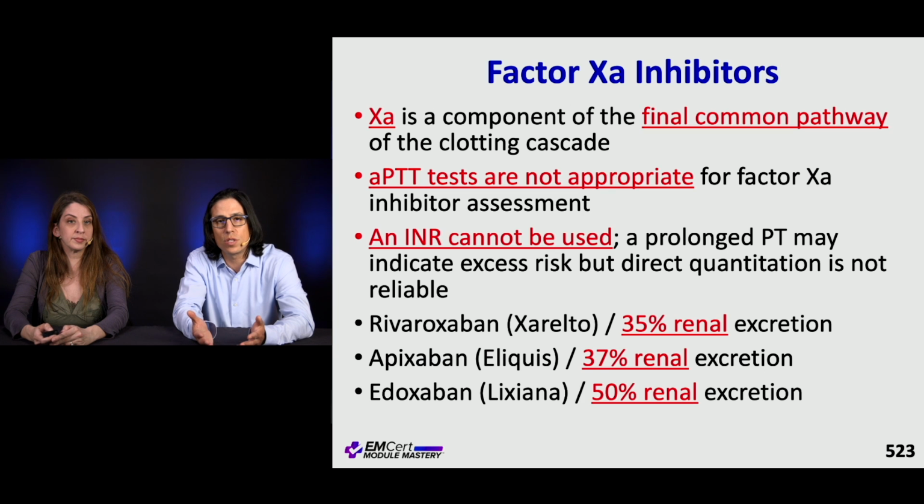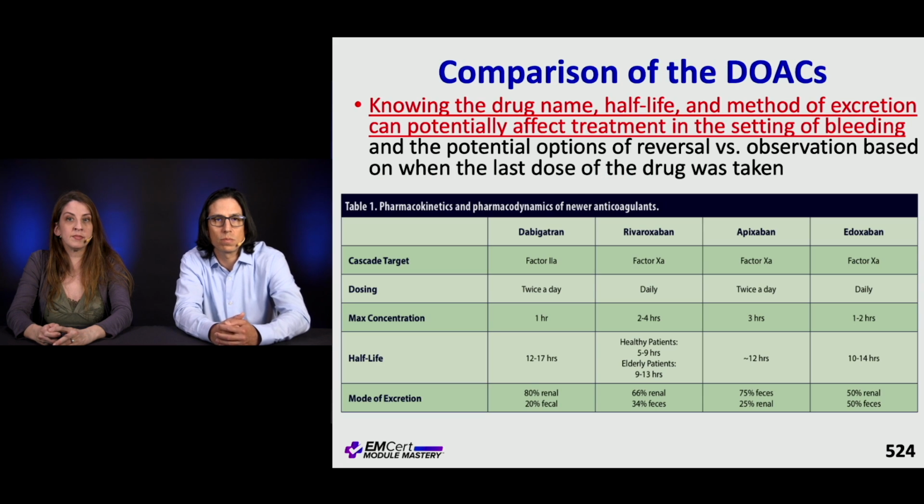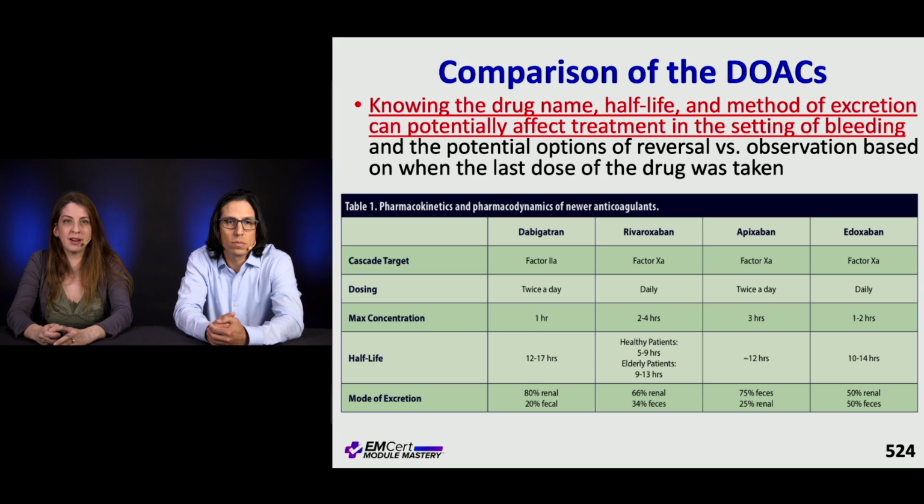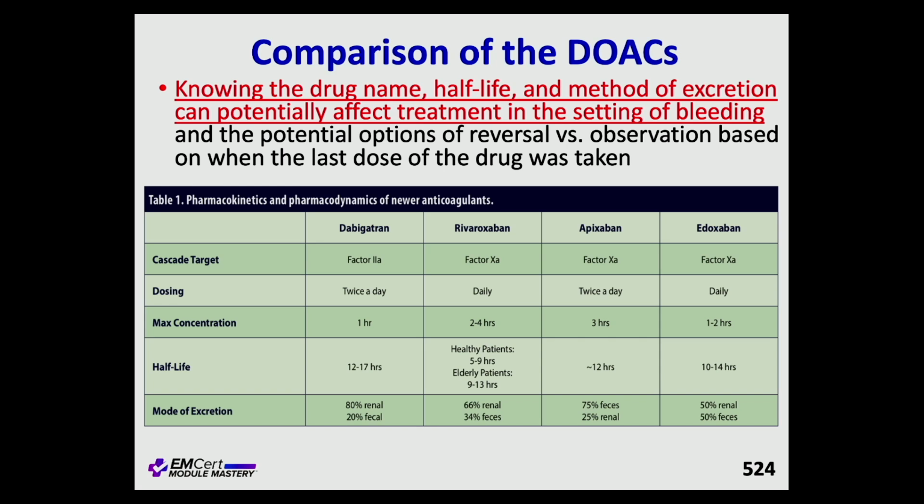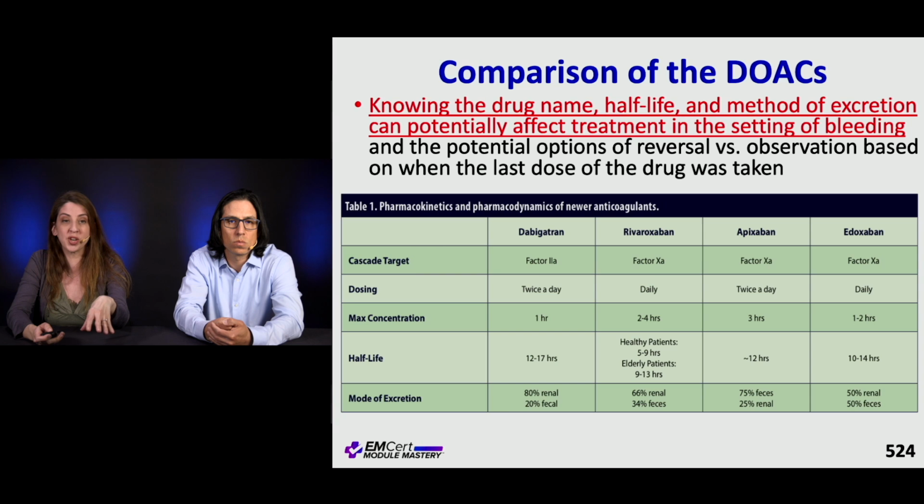And notice that all of these depend in part on renal excretion, so acute renal failure in a patient who continues to dutifully take their drug can lead to problems with excessive anticoagulation from impaired drug clearance. So this chart is a great comparison of the DOACs, and it'll give you an indication of where they work in the clotting cascade. It'll tell you about the half-life, and again, modes of excretion here, and the max concentration and dosing.